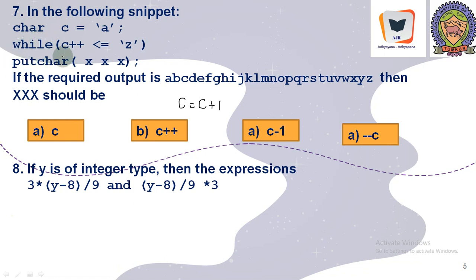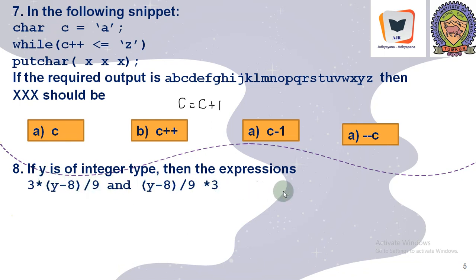I repeat, C is set to A. When it crosses this particular stage, it will have become B, and when it comes over here, we say C minus 1. So C minus 1 is B minus 1, and B minus 1 is A. Okay, therefore this is the correct answer.